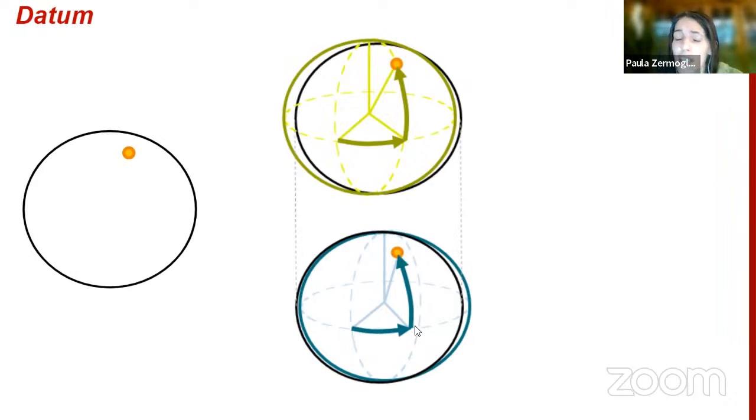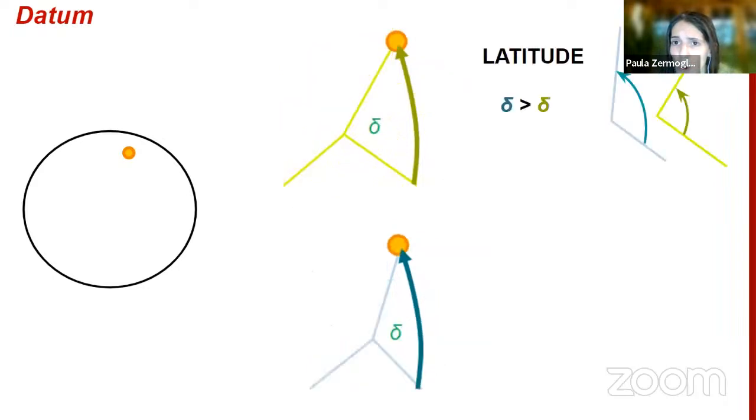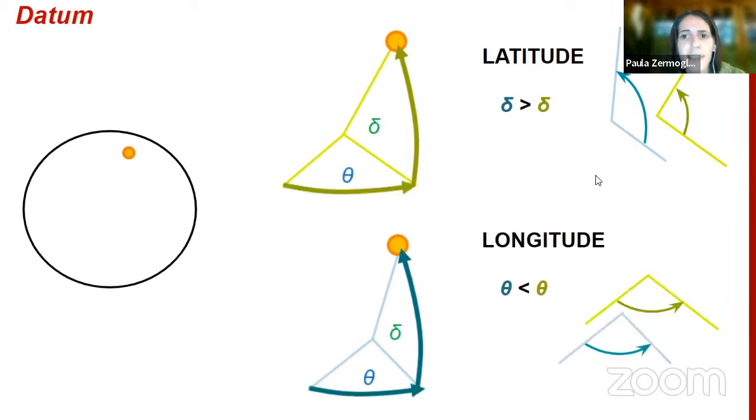Now, they use different references. So when we plot them here, we can see that latitudes are different depending on which datum we are using. And similarly, longitudes are also different depending on which datum we're using. Therefore, even though we're standing on the same spot, on the same location, the coordinates will be different depending on the datum that we use. So it's very important to keep the datum in mind and always report it.